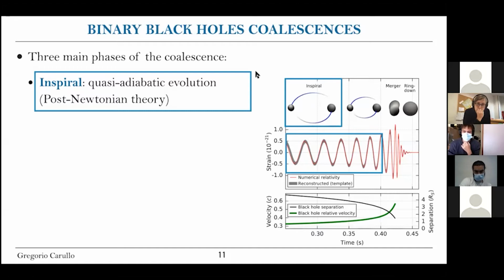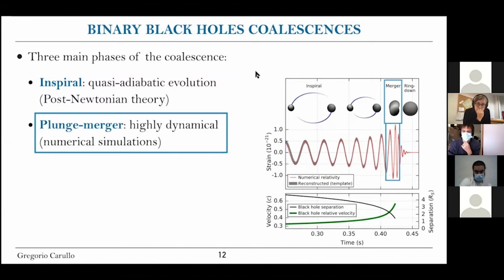But then at a certain point, the radial momentum becomes increasingly important with respect to the orbital one. And so the 2 objects are strongly attracted to each other, and they plunge one onto the other and merge. So a common horizon forms. And this is a very highly dynamical regime where no satisfactory analytical technique can be used. There are some attempts, but none of them is really satisfactory. So you have to use numerical simulations to describe this phase.